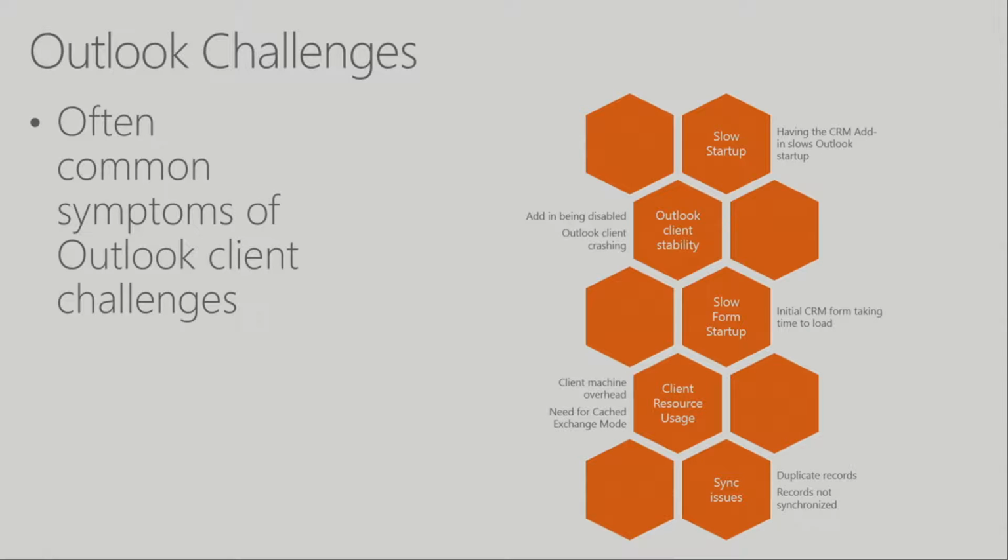We also see slow form startup, with launching a form from Outlook being slow. We hear stories that the Outlook client itself has quite high resource usage on the machine. It requires the machine to be quite high spec and takes away resources from other uses you might have. And then we get challenges around synchronization issues, things like records not being synchronized or duplicates, which can, again, often be down to the environment and something glitching on the machine around a conflict with another add-in or a DLL not being updated around Outlook itself, for example.